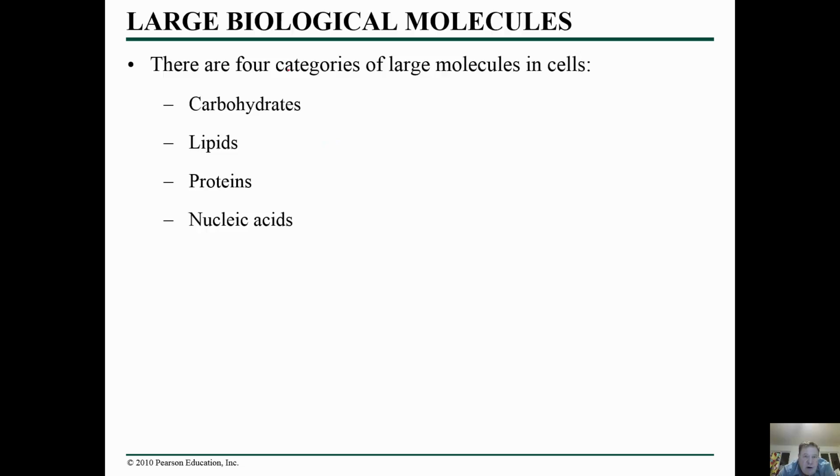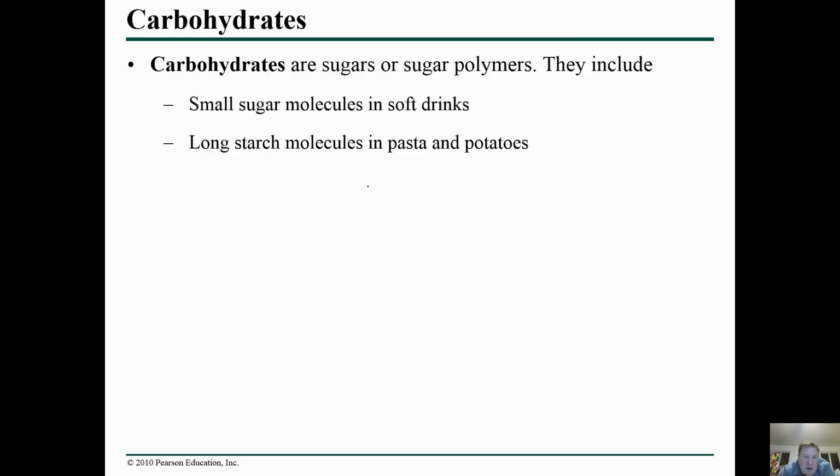And so again, the four categories of large molecules that we're going to go through real quickly here are carbohydrates, lipids, proteins, and nucleic acids. And we will talk about these. Carbohydrates are the sugar polymers. They include the small sugars that make our soft drinks sweet. They include the large starch molecules that we see in pasta and potatoes, as well as the cellulose that makes up trees.